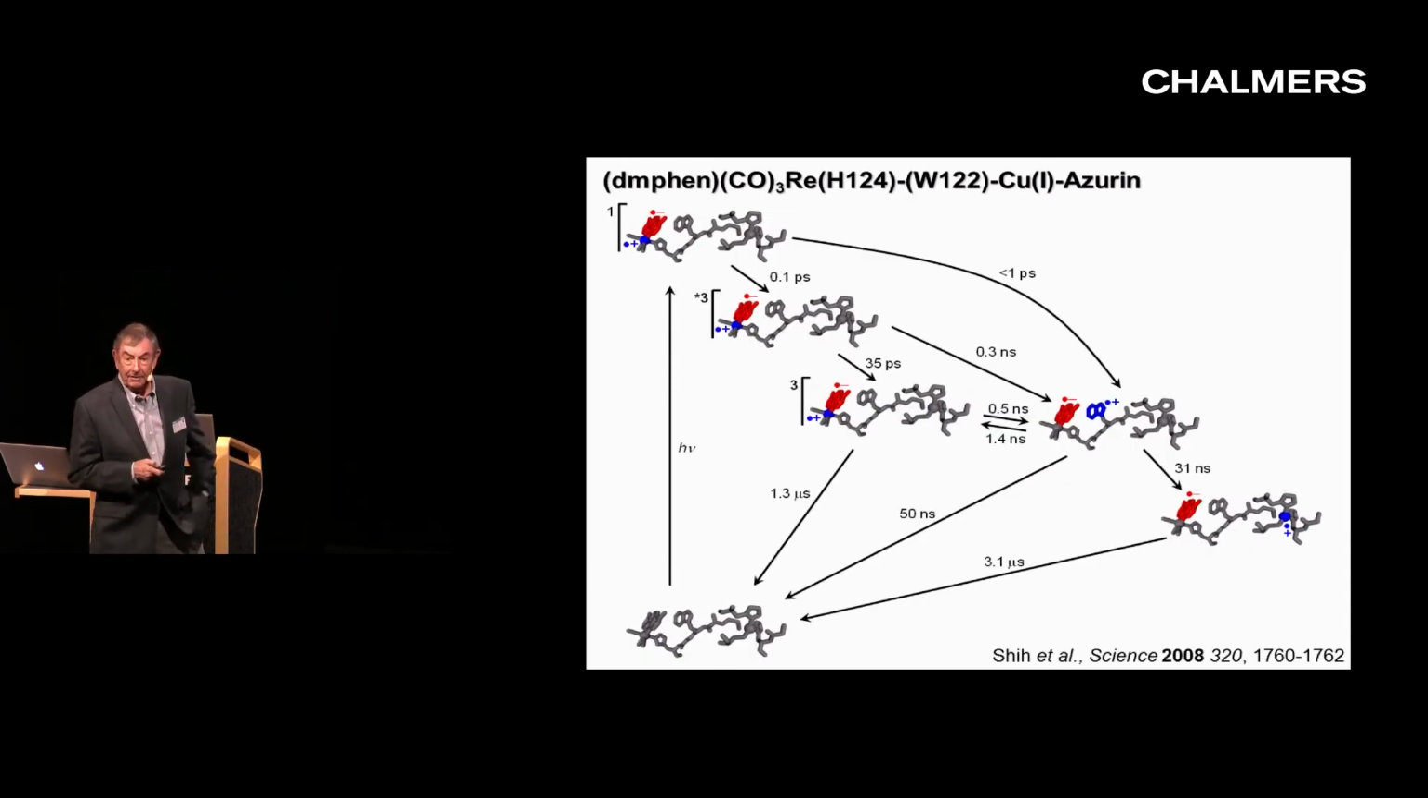We worked out all the details through time-resolved infrared work, fluorescence, laser-triggered optical absorption. The bottom line is the hopping that goes through the tryptophan oxidizes the copper super fast, and the back reaction is slow. We published this in Science in 2008.